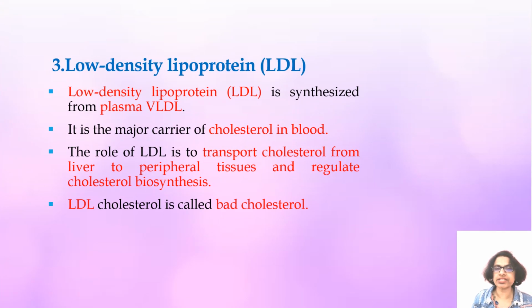And the third one is low density lipoprotein, also known as LDL. Low density lipoprotein is synthesized from plasma VLDL, very low density lipoprotein. It is a major carrier of cholesterol in the blood. The role of LDL is to transport cholesterol from the liver to peripheral tissue. So what is happening here? It is transporting cholesterol from the liver to the peripheral tissue and regulating cholesterol biosynthesis.